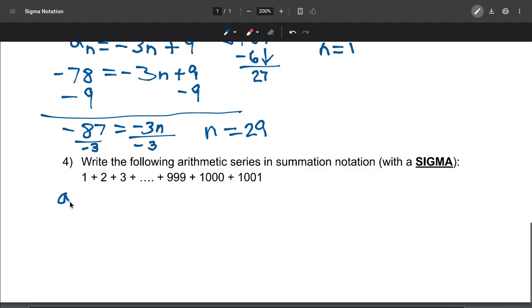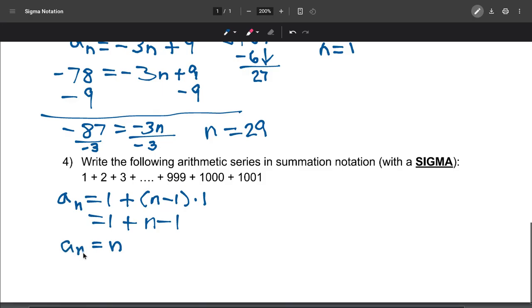So let's start with a sub n equals the first term, 1, plus n minus 1 times the common difference, which is just a positive 1. So it's going to equal 1 plus n minus 1, since 1 times anything is itself. The 1 and the minus 1 cancel, and we're just left with n. So a sub n equals n.